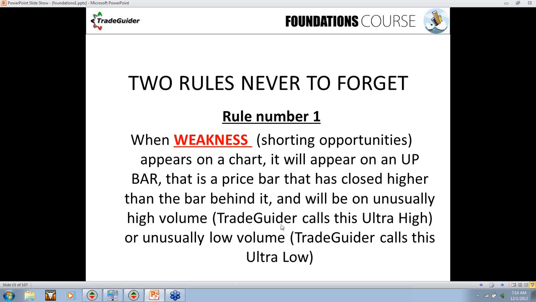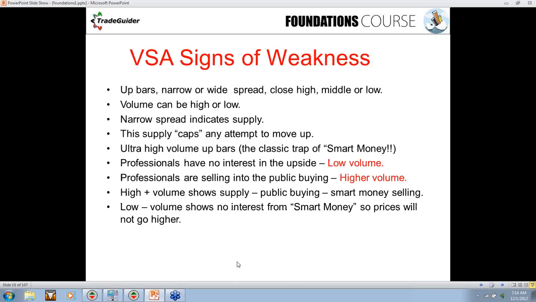My second book is going to explain why weakness appears on ultra-high volume and then again on low volume. So here are the key VSA signs of weakness. 90% of the time, the weakness will appear on an up bar, which I've already mentioned is where the close is higher than the bar behind it. However, there are some signals where weakness appears on down bars, but I'll show you those next week.